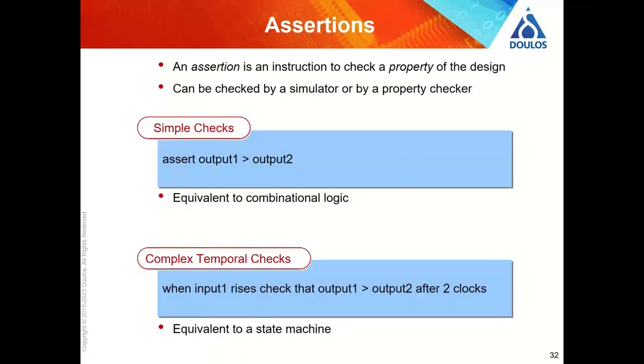So let's just finish this section off by looking at assertions. With assertions, we can have something like an assert statement, and what we give it is a condition that's either true or false. It could be a simple logical expression, output 1 is greater than output 2, or it could be a temporal expression. For example, checking when input 1 rises, check that output 1 is greater than output 2 clock cycles later. That requires a more complex syntax.